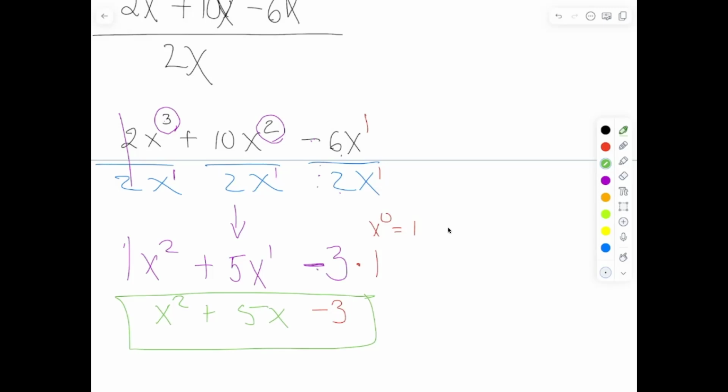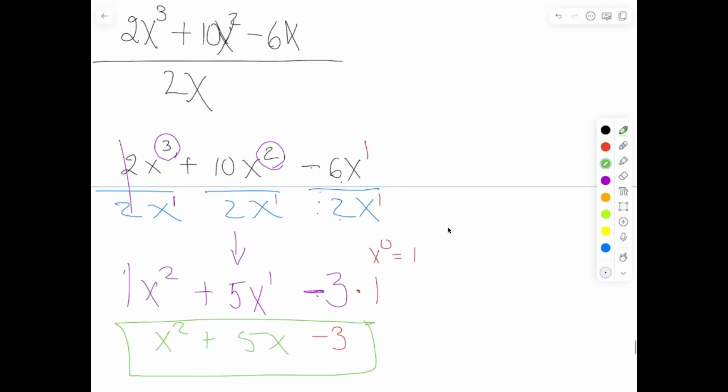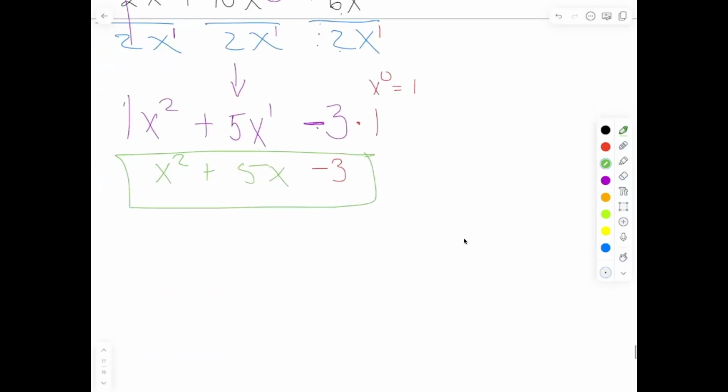Guys, you need to know this. You see the problem? You're going to practice this. Yes, very good. All right, let's keep going.